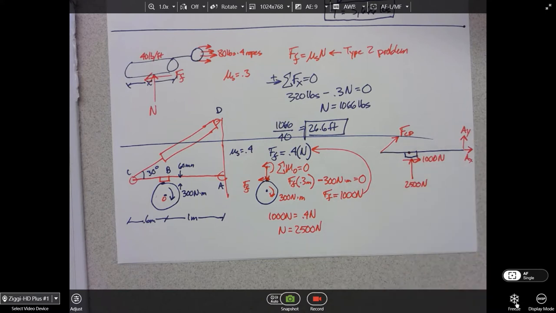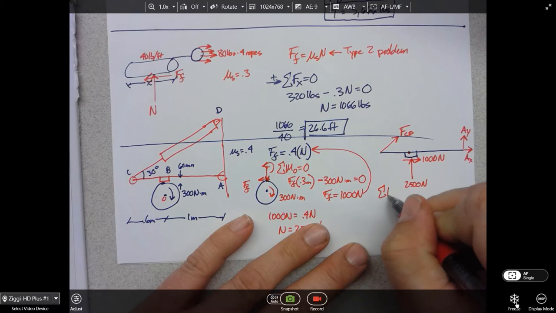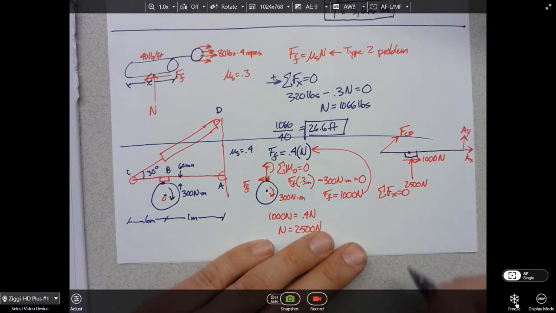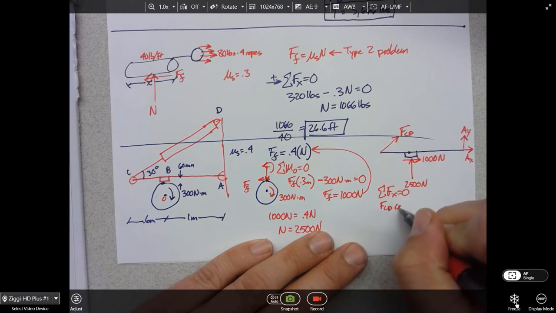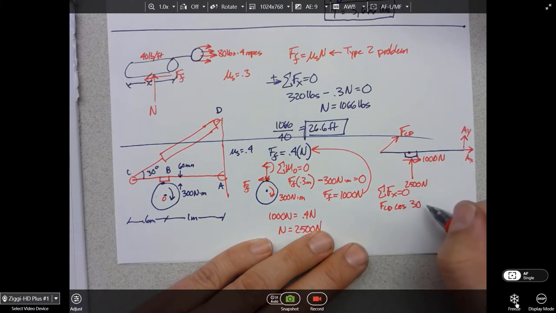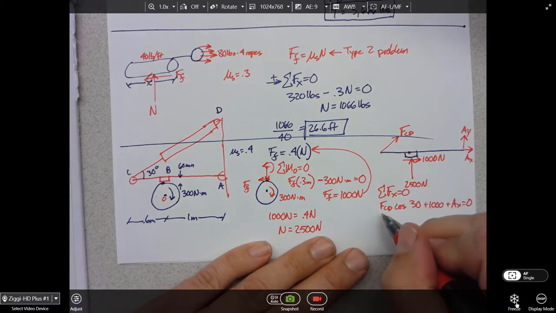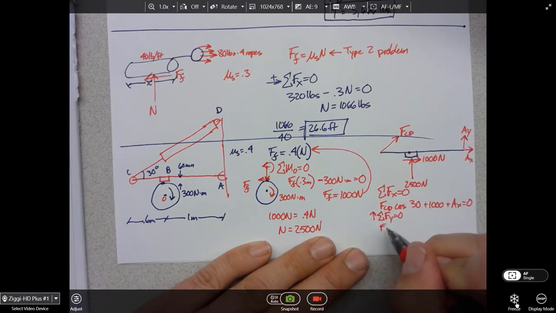Okay? So, can we solve this guy now that we have a free body diagram here? Yeah. Three unknowns. We can write three equations, right? So, sum of the forces in the x has to be equal to 0. So I'll have FCD cos 30 plus 1,000 plus AX equals 0. Sum of the forces in the y, I'll have FCD sine 30 plus 2,500 plus AY equals 0.